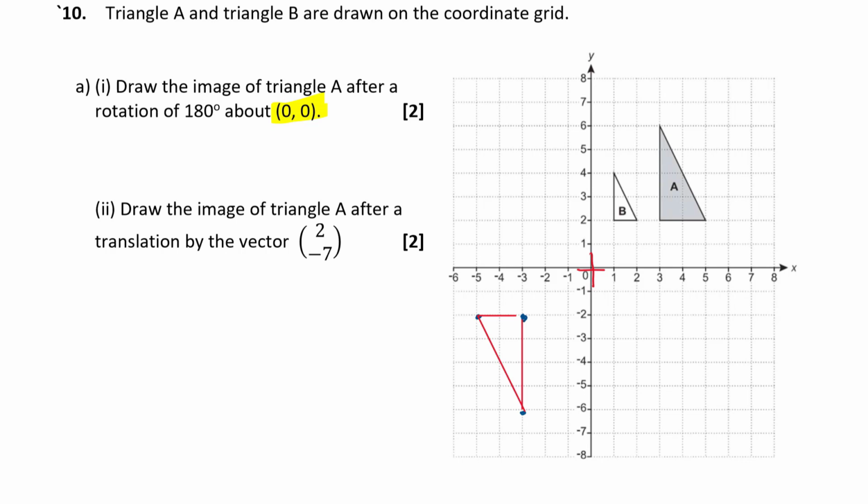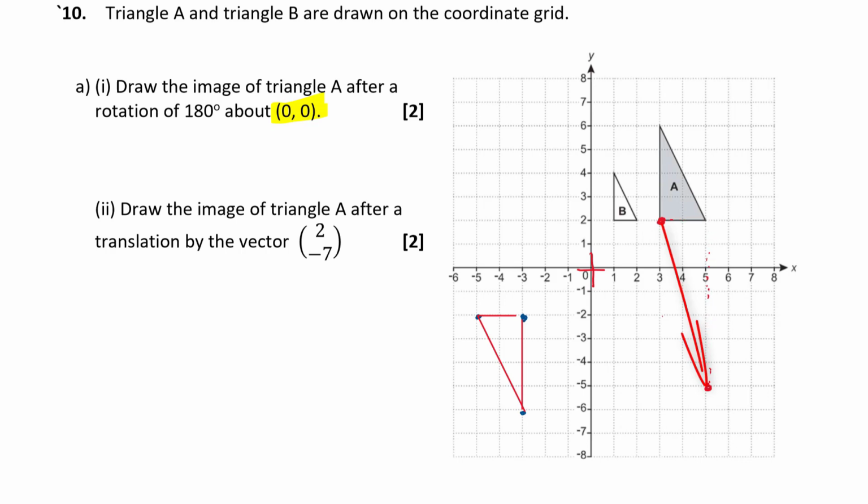The next thing we need to do is to draw the image of the triangle after a translation by the vector 2, -7. Well, a vector 2, -7, if you were going to draw that vector, it would be 2 along and 7 down. So I need to take each one of my points and move it 2 units to the right and 7 units down. So let's take this point here first of all, go in 2 units to the right, and 1, 2, 3, 4, 5, 6, 7 takes me to that point there. Just going to rub that out again.